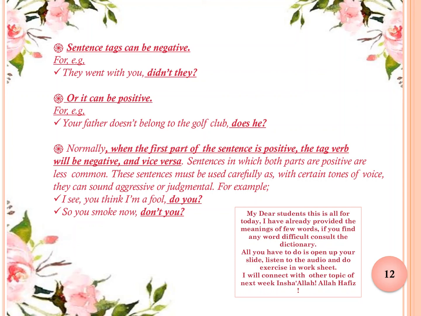Normally, when the first part of a sentence is positive, the tag verb will be negative and vice versa. Sentences in which both parts are positive are less common. These sentences must be used carefully, as with certain tones of voice, they can sound aggressive or judgmental. For example, I see you think I'm a fool, do you? So you smoke now, do you?